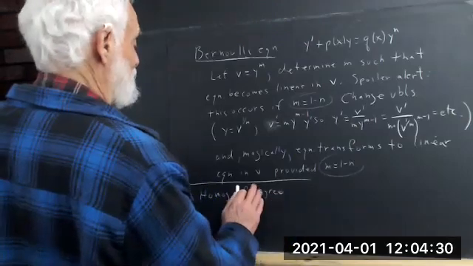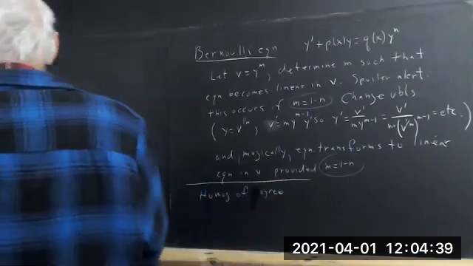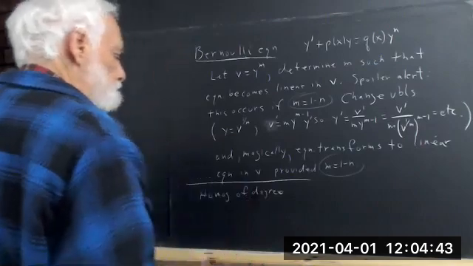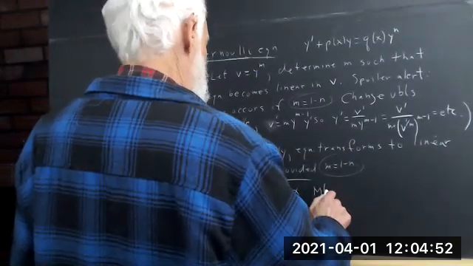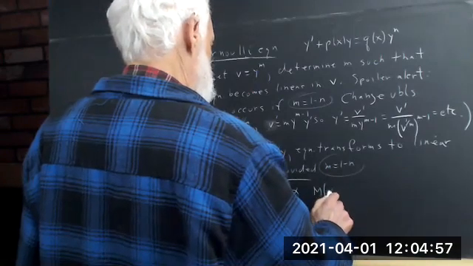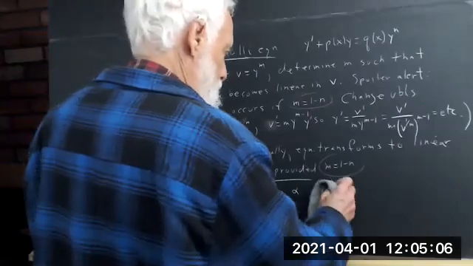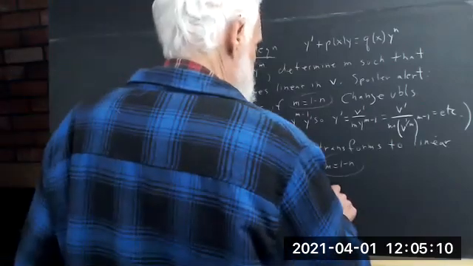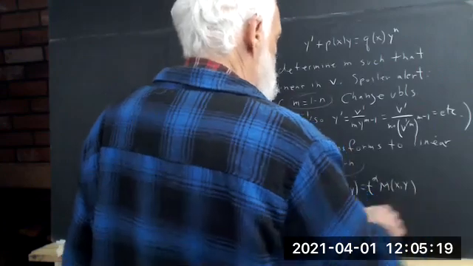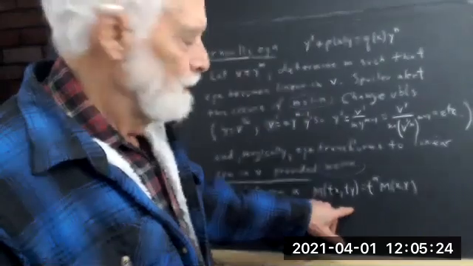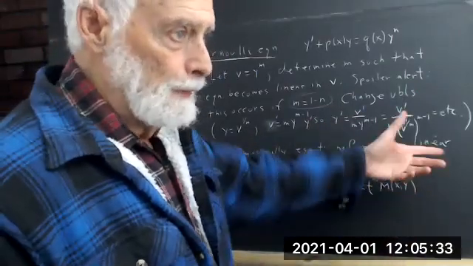Of degree, we're supposed to be degree. I've always used n for the degree. Your book uses alpha. Okay, M of tx, ty gives you an expression from which you can factor t to the alpha, leaving no more t's within the function. That's what it amounts to.